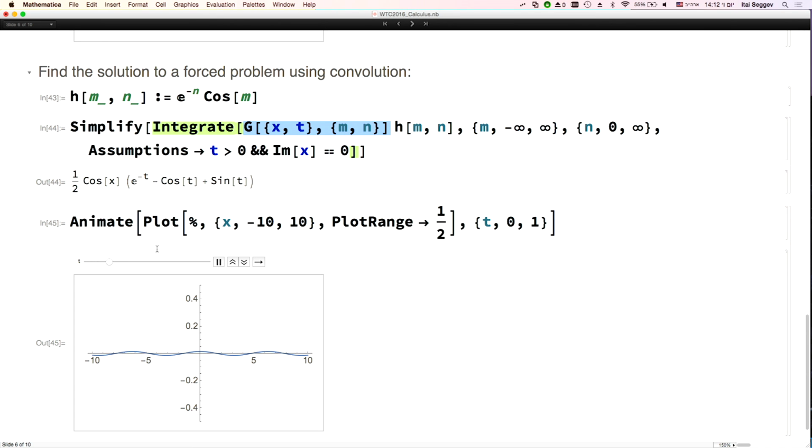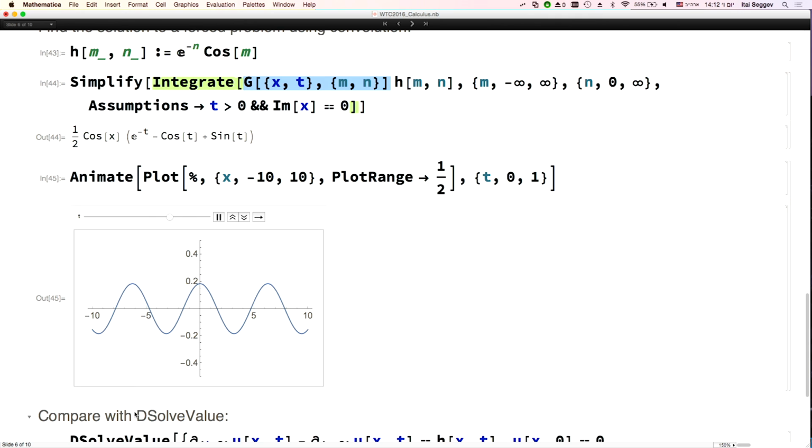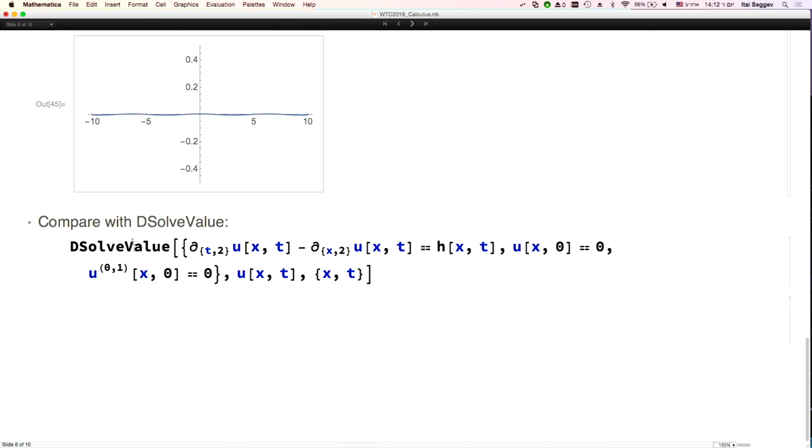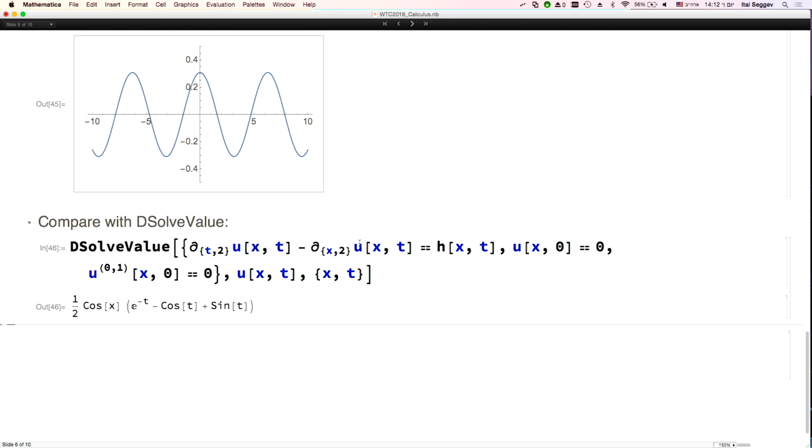And so you can see that the string that's being forced is always sinusoidal, but the amplitude increases over time. And DSolveValue would give us the same answer to this equation. And it's clearly not just convolving with the Green's function since it evaluated so much faster.